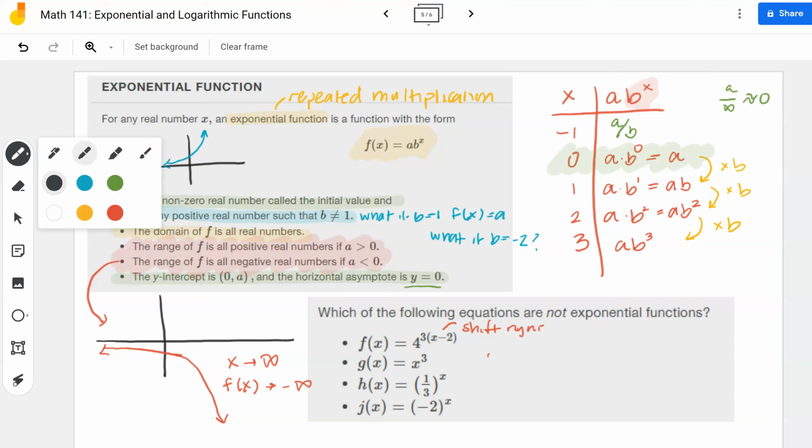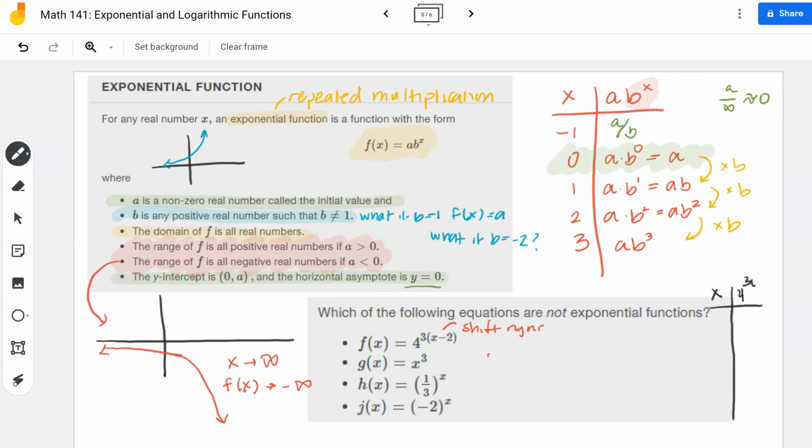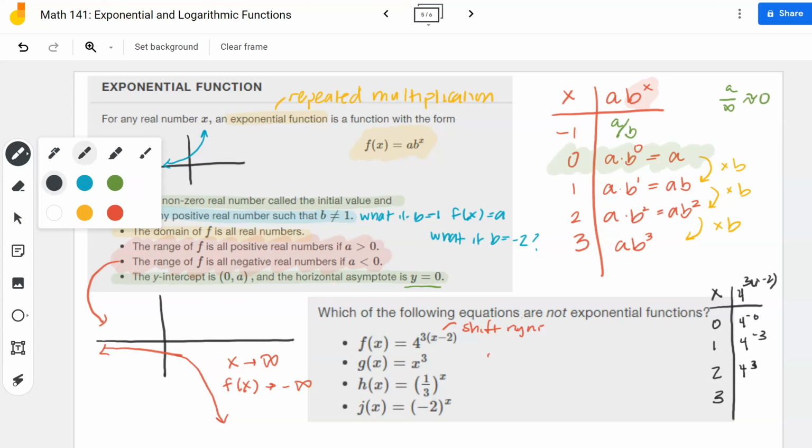In fact, you could go ahead and make yourself a table to see. We've got x, 4 to the 3x minus 2. We could plug in 0. That's going to give me 4 to the negative 6. I don't know what the heck that is. It's something real small. Plug in 1, I'm going to get a negative 1 in the exponent, so that's going to be 4 to the negative 3. I plug in 2, I'm going to get 4 to the 3. I plug in 3, I'm going to get, oh, I'm insane. This is 4 to the 0. Sorry. That should have been 1.